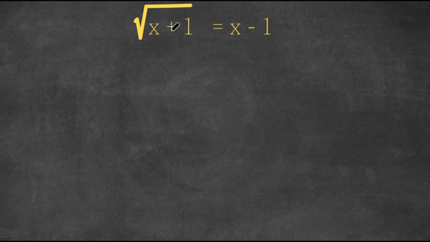In today's video, we're going to be solving this equation. So we have the square root of x plus 1 equals x minus 1. And as you can see, we have a square root here, and we want to get rid of that. That's our goal. So what we're going to do is we're going to square both sides.